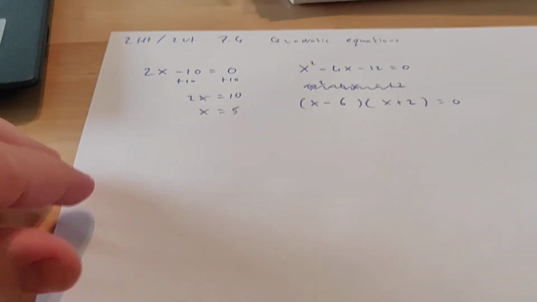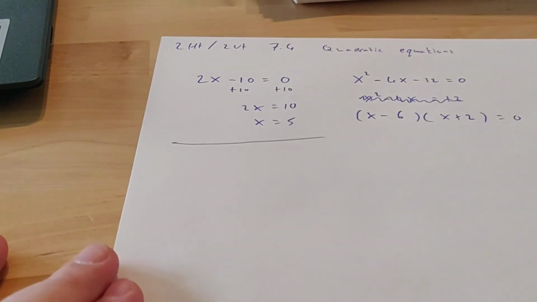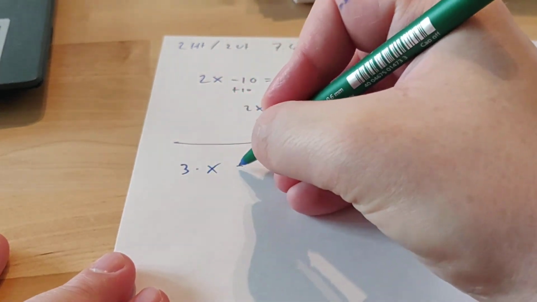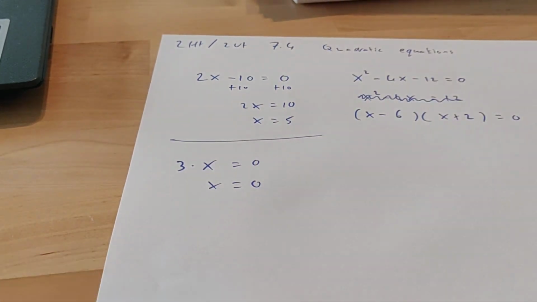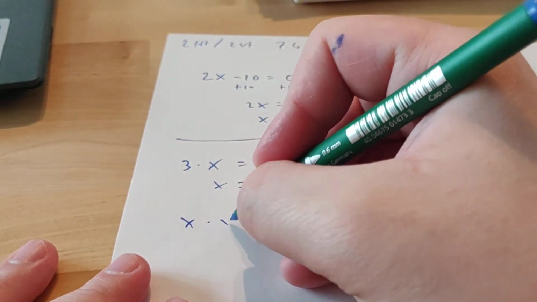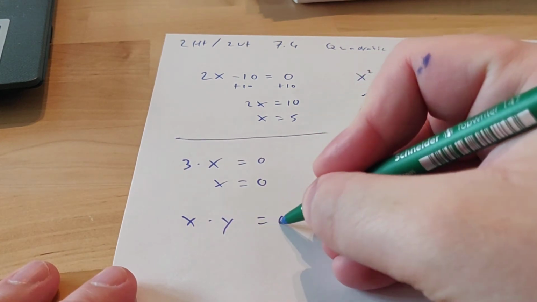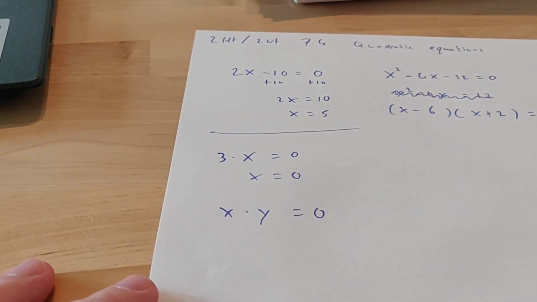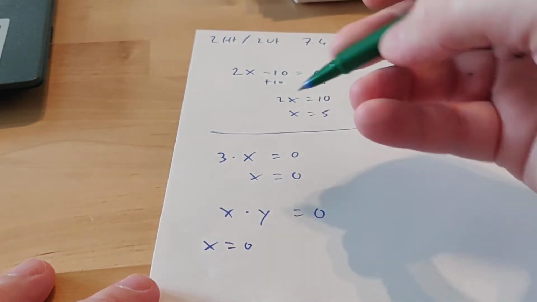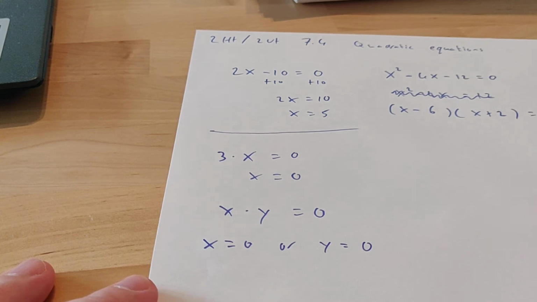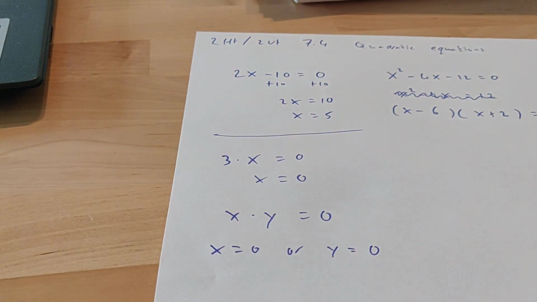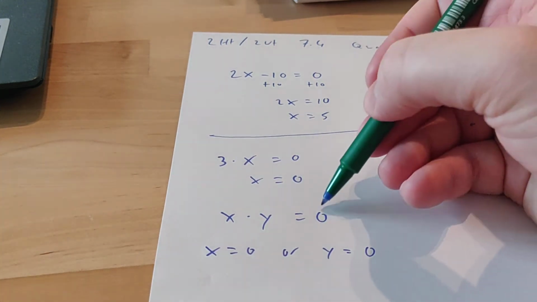I'm going to show you why using a different example. If I tell you that 3 times x is 0, well then hopefully you know that x is 0, right? Because 3 is not 0, and 3 times something is 0, so that means that x must be 0. If I have two letters though, if I have x times y and that is 0, then you have two options. Either x is 0, right? Because 0 times something would be 0, or y is 0. One of them should be 0, maybe both, but if one of them is 0, the answer is going to be 0 anyway.